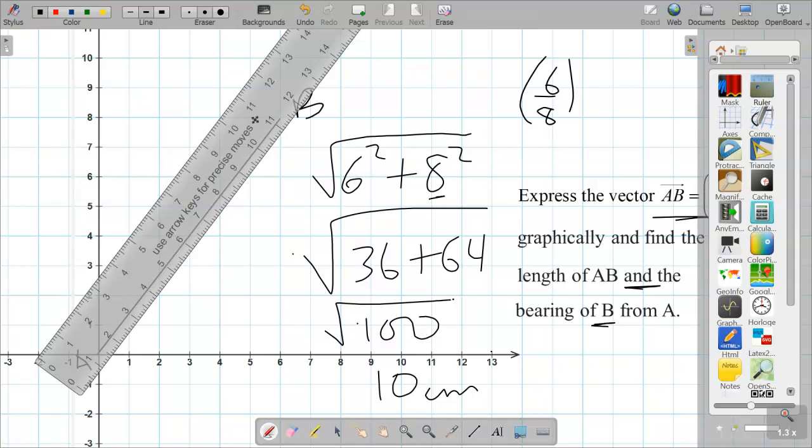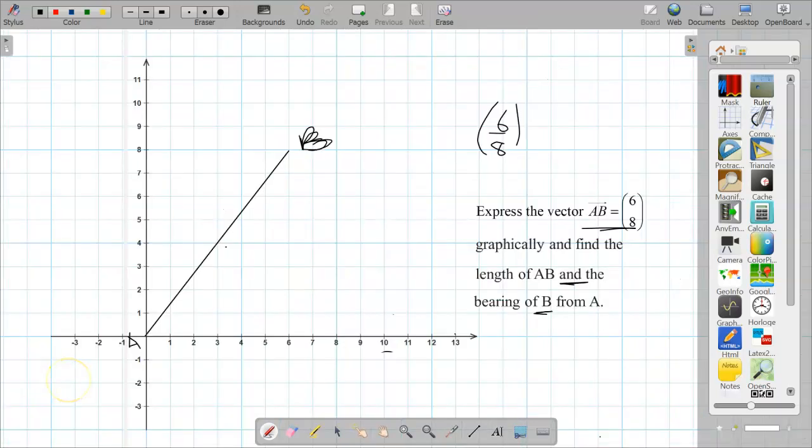So B from A, that means we want to locate the point B. So the bearing of B from A, now we know our point B here and our point A here, right? So the bearing of B from A means we are locating B by reading from A, and the north pole of A is here. So we go clockwise until we get the line. Then that angle becomes our bearing.